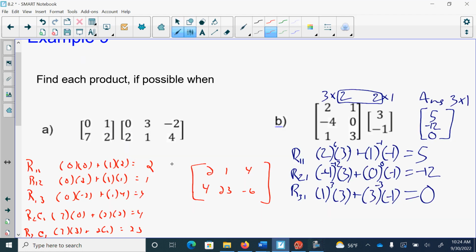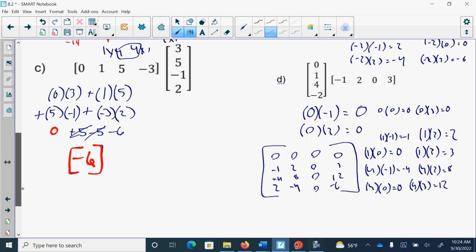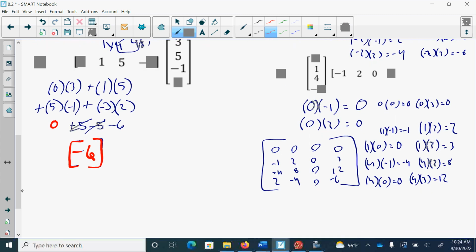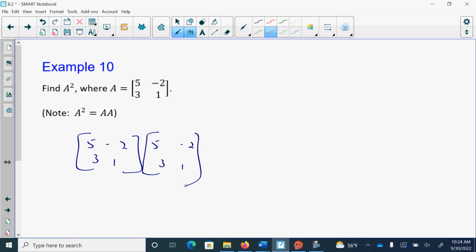Okay, so here are the answers to B, C, and D. Everyone good? Okay, if I want to find A squared, that is A times A, right? So if it's a square matrix, I can do it every single time. So I can take this 5, -2, 3, 1, and multiply it by 5, -2, 3, 1, and I will get an answer, yes?